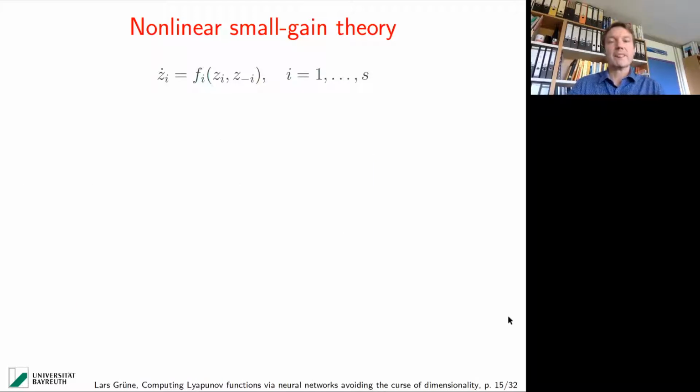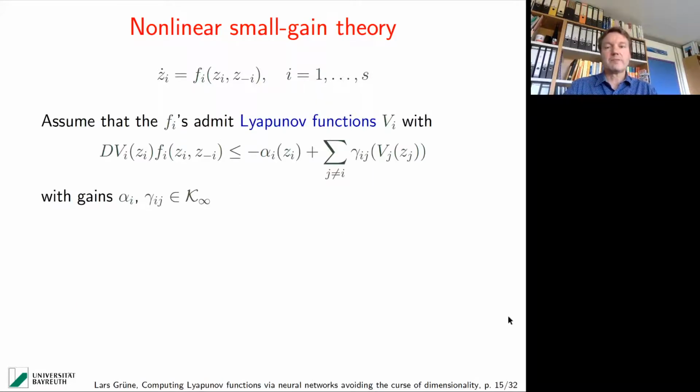That's what we can do. And then we can assume that the f_i's admit Lyapunov functions. If you look only at the term up to here, where my cursor is, then this is basically a Lyapunov function property, the orbital derivative. And this says, well, if the z_{-i}, the components j which are not in z_i, are large, then we allow that maybe decrease is no longer necessary.